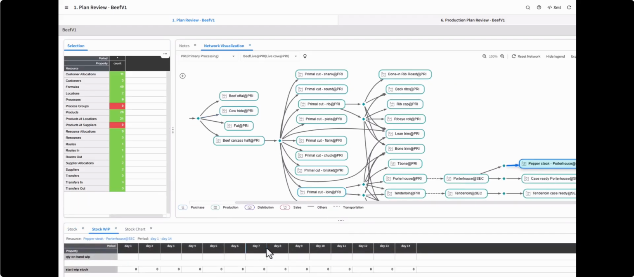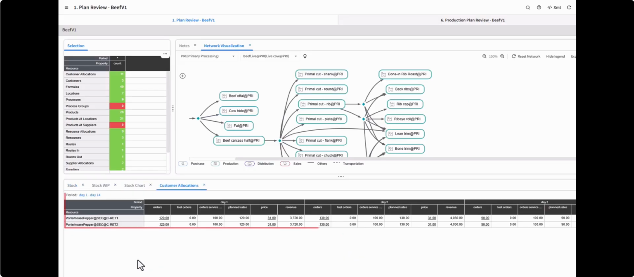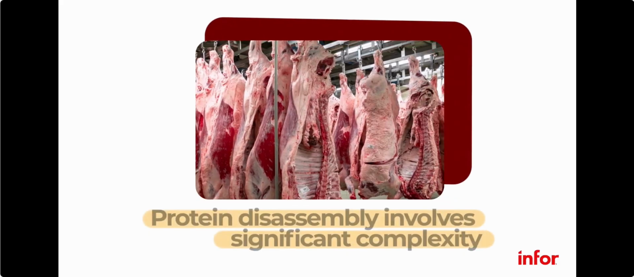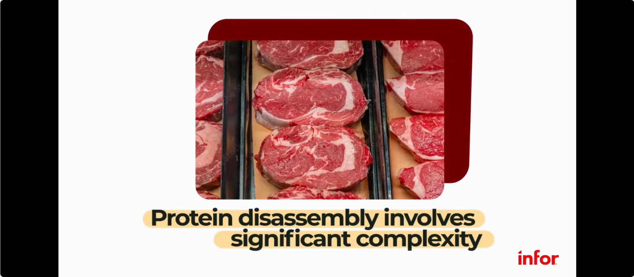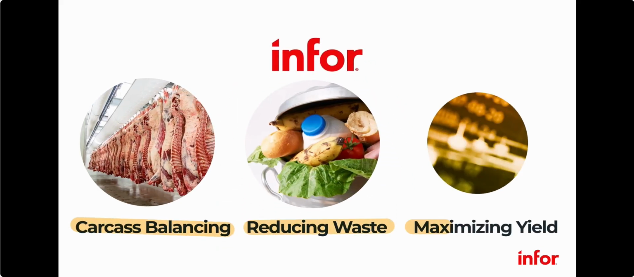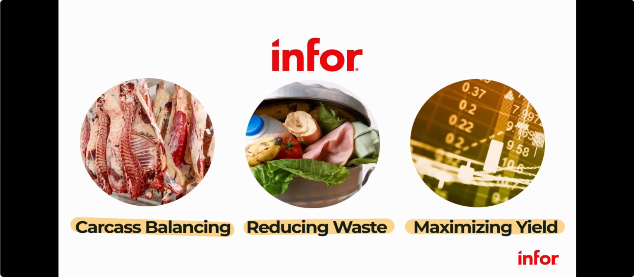Infor Supply Planning doesn't just inform you how to cut up the carcass, it also shows how customer demand is being met. In summary, while protein disassembly involves significant complexity, the right system will support you in making optimal decisions. Infor Supply Planning delivers that support, enabling effective carcass balancing, reducing waste, and maximising yield to improve the overall performance of your business.